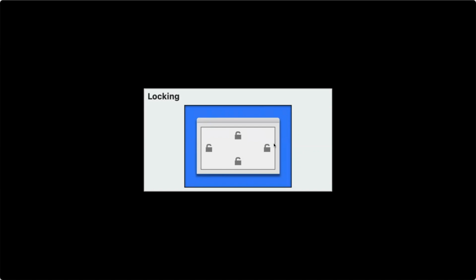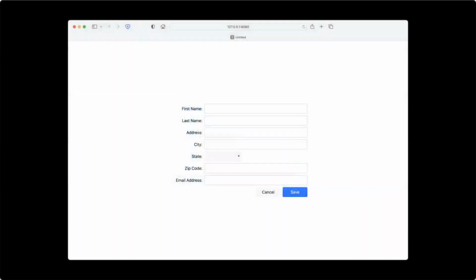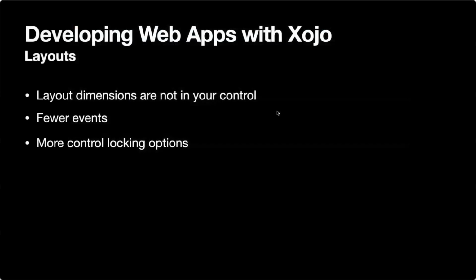This is how I achieved that layout I showed you, where I've got a container control with a bunch of controls, and it is now centered right in the middle of the browser. You just turn off all of the locks, and the object will be constrained to the center of the browser. So you get more control locking options with layouts.